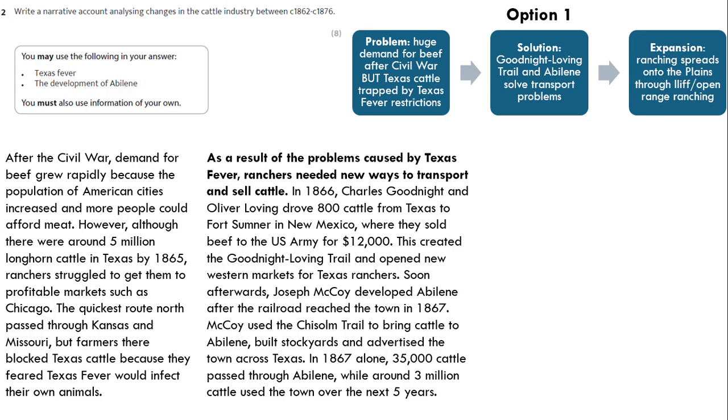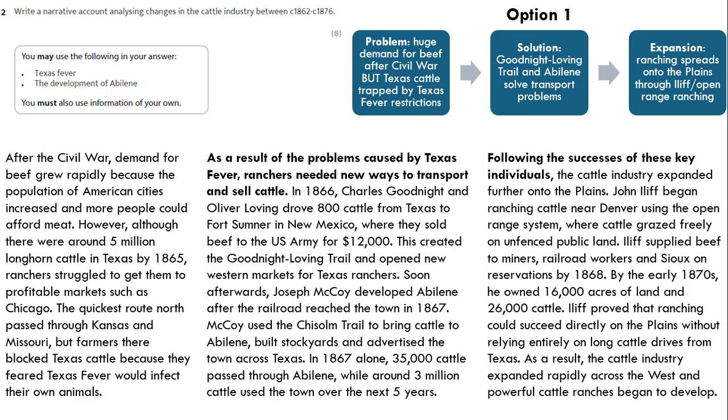Soon afterwards, Joseph McCoy developed Abilene after the railroad reached the town in 1867. McCoy used the Chisholm Trail to bring cattle to Abilene, built stockyards, and advertised the town across Texas. In 1867 alone, 35,000 cattle passed through Abilene, while around 3 million cattle used the town over the next 5 years. We've then got to link this to the end, which is Iliff and ranching.